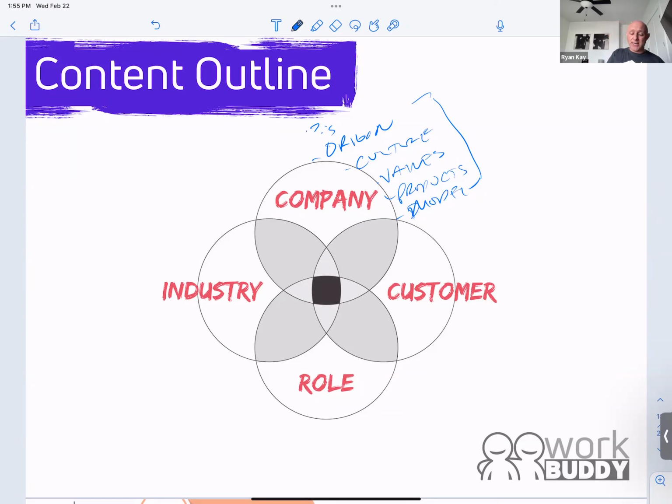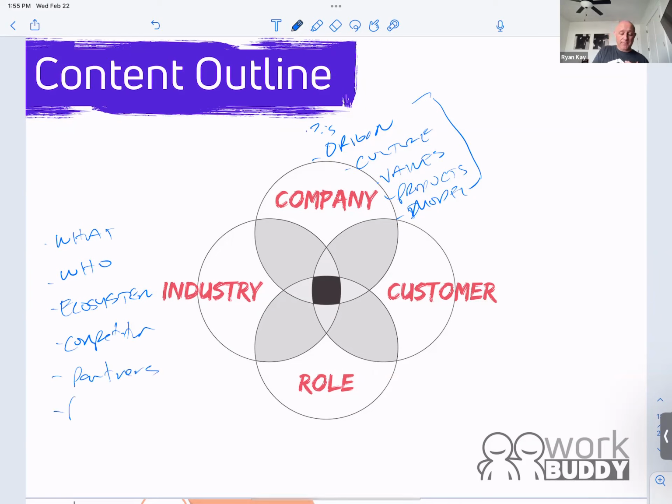Now, over here is the industry. This has to do with, what is our industry? Who are the different players in it? What is the ecosystem like? Who are our competitors? Who are our partners? Who are the different players in the space, right? Players and influencers and that type of stuff. This is about the industry. Once again, each employee could go and try to figure that out on their own. But what I would do is assign the first employee running it right now to go and gather this.